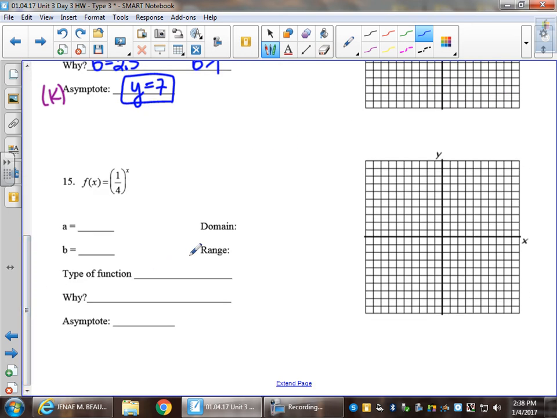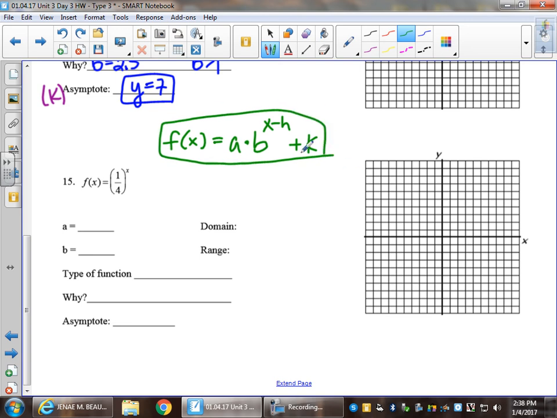Last one is 15. I'm going to put a reminder here about what the parent function is. A times B to the x minus h plus k. What's raised to a power is B. So mentally, I want you to think that's B. Right away, I know B is 1/4. A is an invisible 1 that's out front. It's just not written. As a decimal, 1/4 is 0.25.